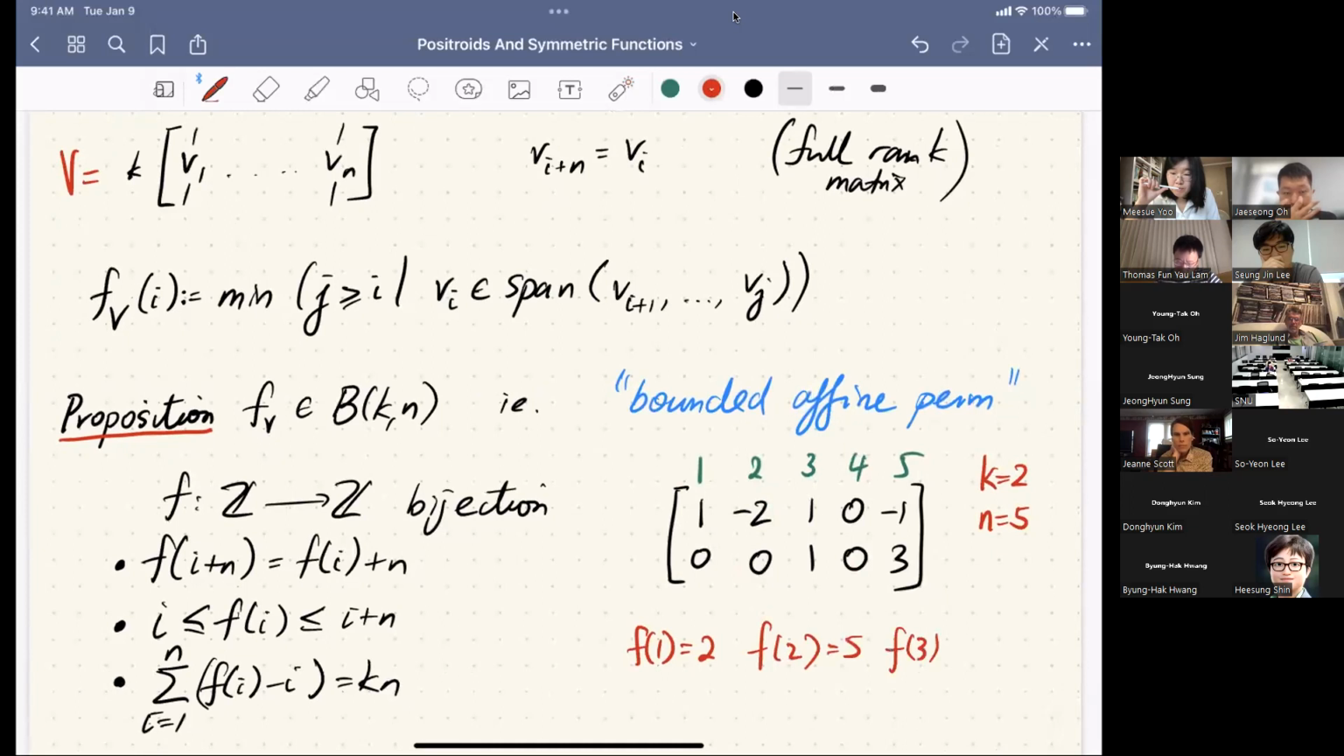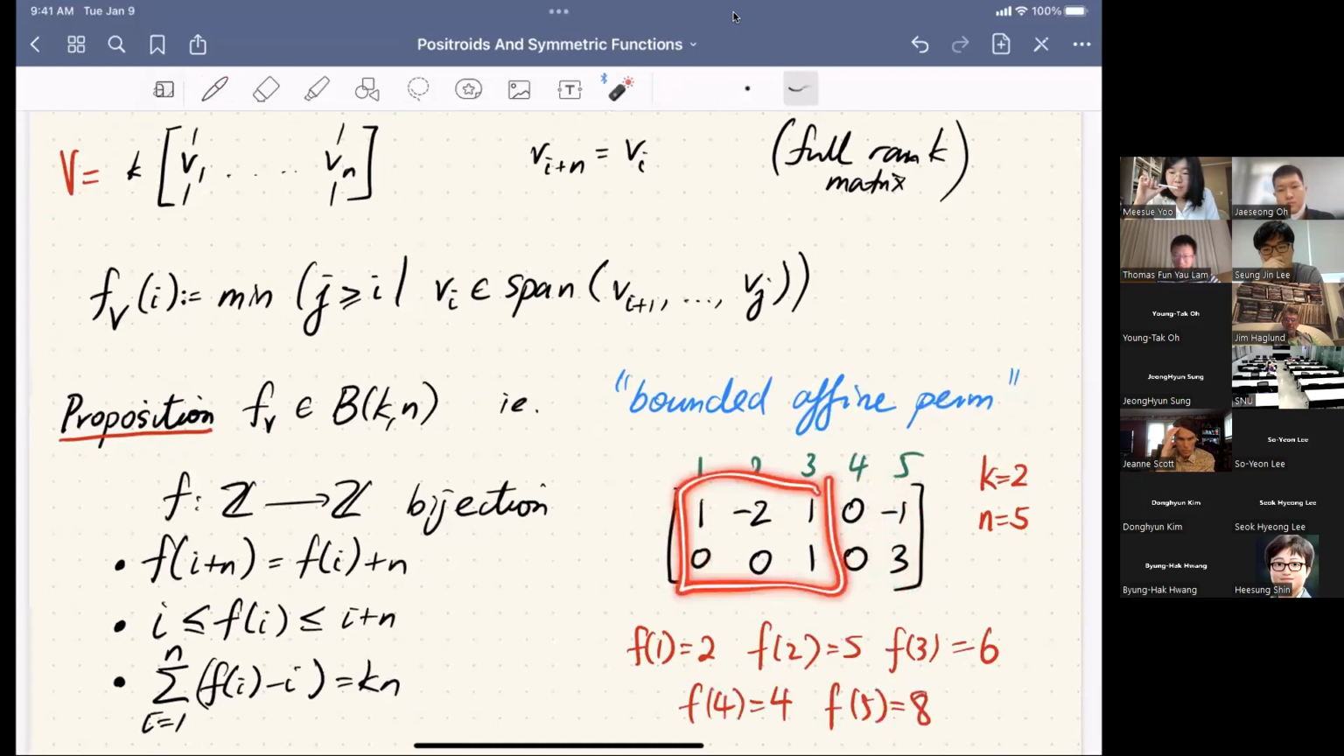F of 3: V4 is the 0 vector, so that doesn't help. V5 is not parallel to V3, but V3 belongs to the span of V5 and V1. So f of 3 is equal to 6. And you keep going. F of 4: V4 is the 0 vector, so f of 4 is just equal to 4. It's in the span of no vectors. And f of 5 is in the span of everything. It's 8. You need to take the span of these 3 vectors.